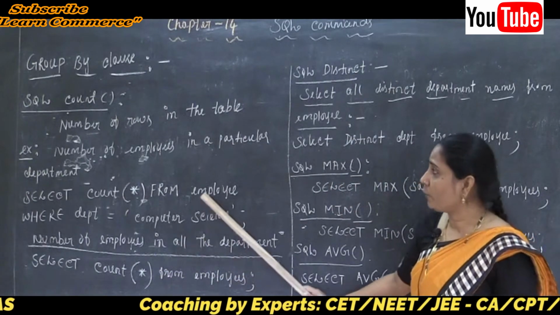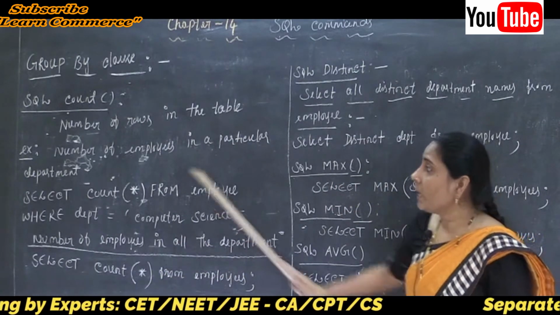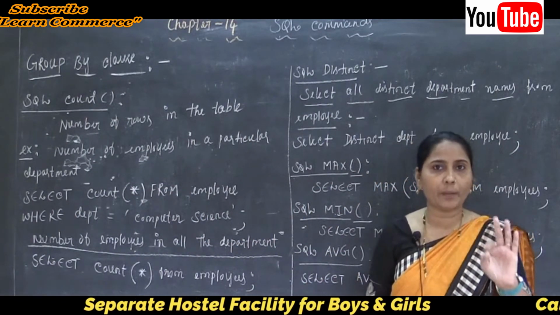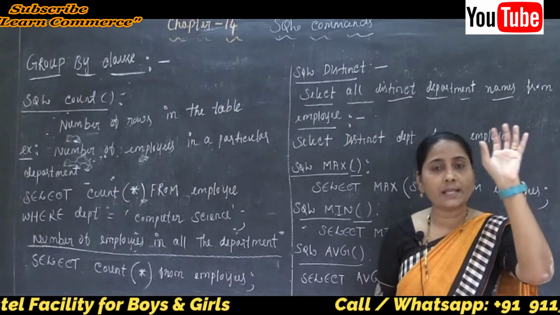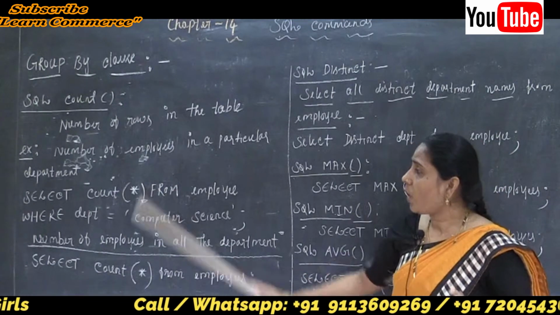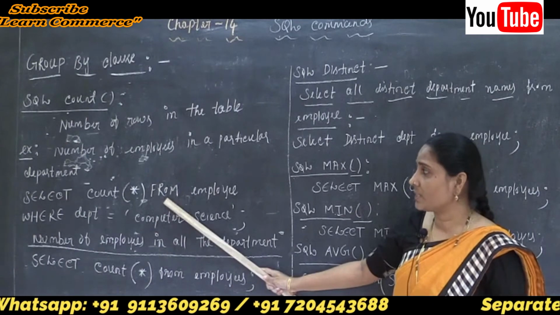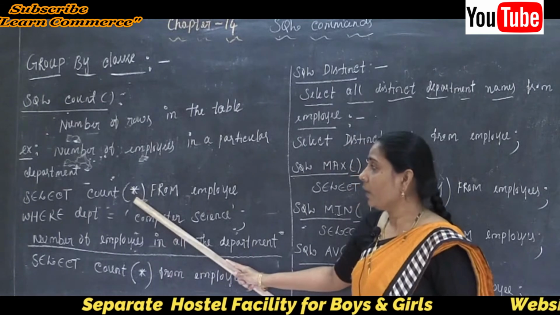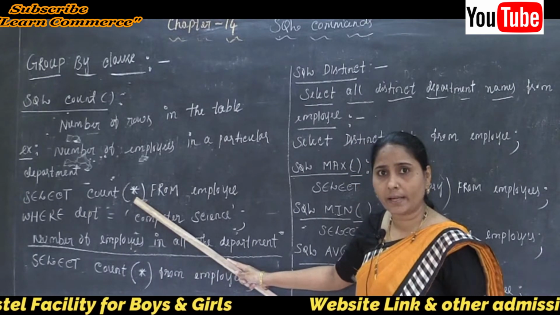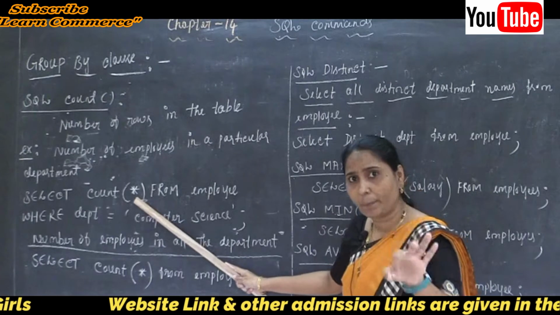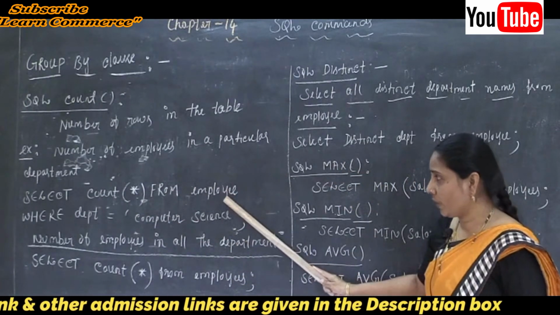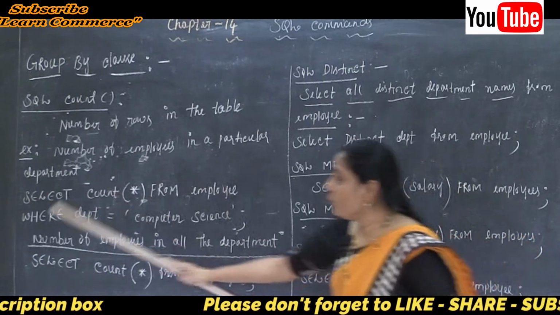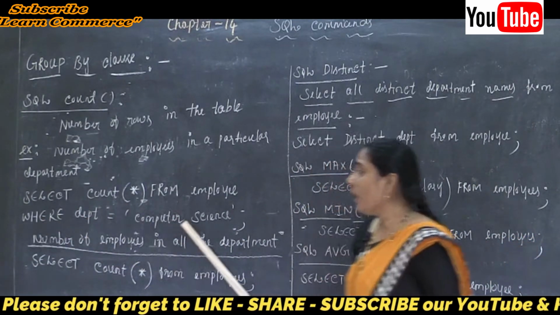Now I only want to select the number of employees in a particular department. A particular department means any one department. I selected one particular department. So how am I using the query? The query I am going to write is SELECT COUNT(*), because I am going to count the records of a particular department FROM employees, or any table name can be written here, WHERE department = computer science.